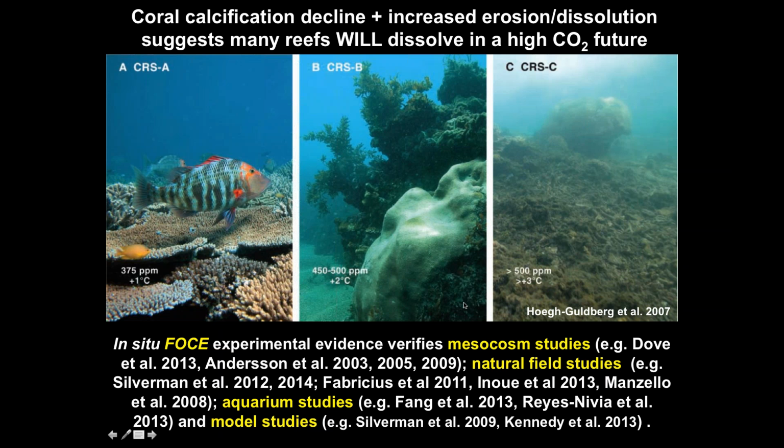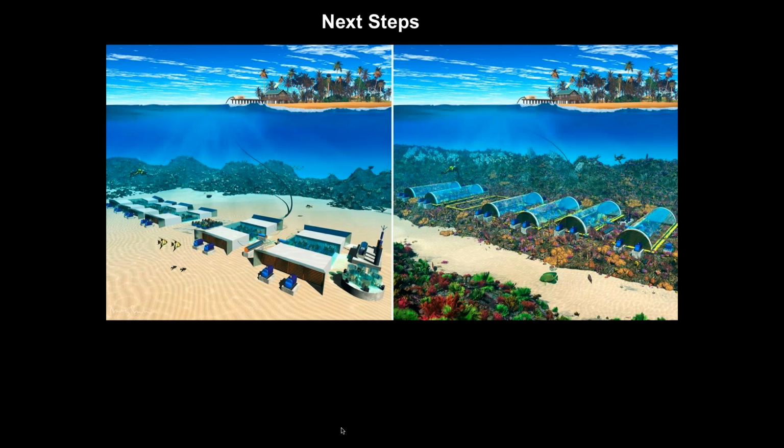And I think we now can say this pretty confidently because we now have in situ data, mesocosm data, natural field studies, aquarium studies, and modeling studies that all produce these same conclusions. So when you integrate them all together, it does suggest, unfortunately, that if we don't reduce our CO2 emissions, reefs will shift towards net dissolution.